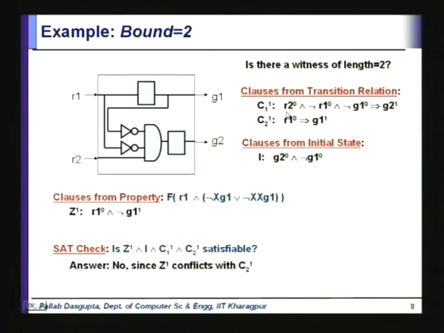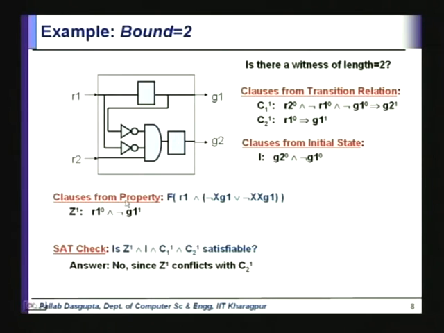So, we are writing one clause as R2 0 and not R1 0 and not G1 0 implies G2 1. So, G2 is 1 in the next clock cycle, if in the present, in the 0th clock cycle, we have R2 high and R1 and G1 low. And similarly, we write R1 0 implies G1 1. So, these, C1 1 and C2 1, are the clauses from the transition relation.